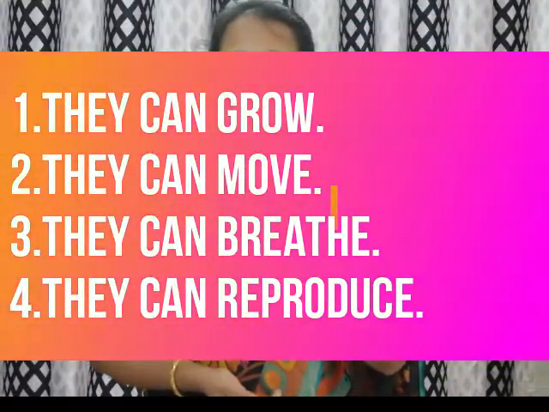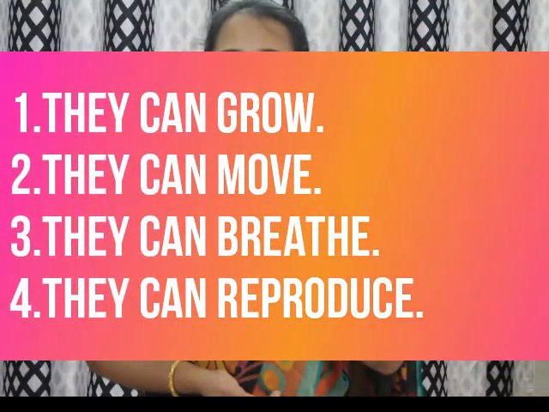Did you understand what we have to remember? If we have to know whether it is a living thing, we have to first remember that living things can grow, they can move, they can breathe, and they can reproduce. When you remember these four things and see the things around you, definitely you can find out whether it is a living thing. So this is all about living things.